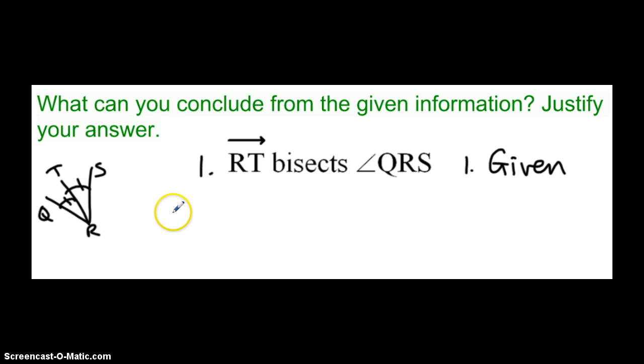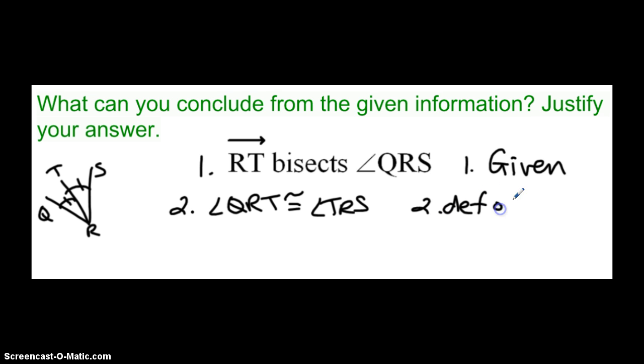Well, by the definition of an angle bisector, right, we know that an angle bisector divides an angle into two congruent angles. So then we know that angle QRT is congruent to angle TRS. And our reason here would be definition of angle bisector.